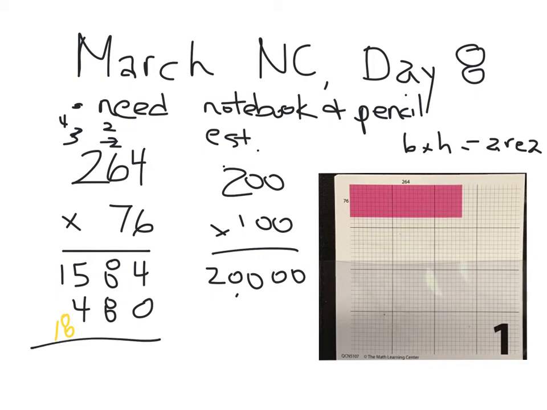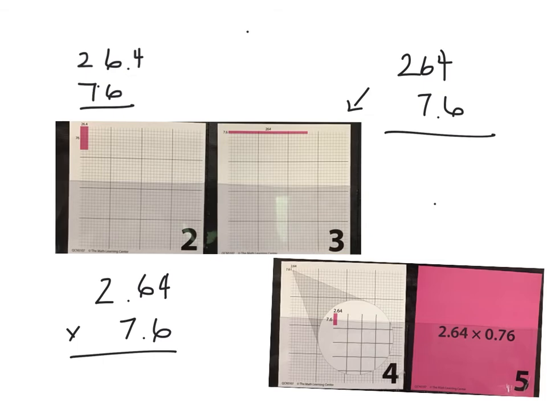Changed colors on me, didn't it? So I've got 4, 16, 10, 20,064. So that's a pretty good estimate that I just did, representing 20,064 square units on that one. Now, let's remember that number, 20,064, because as I'm looking at 264 times 76, go to days 2 and 3.